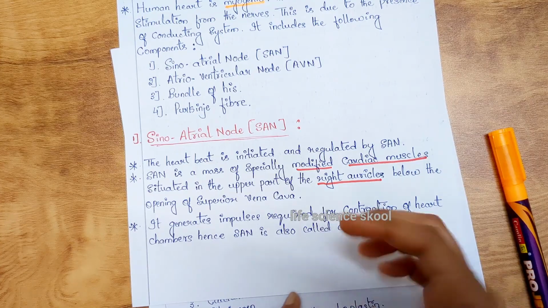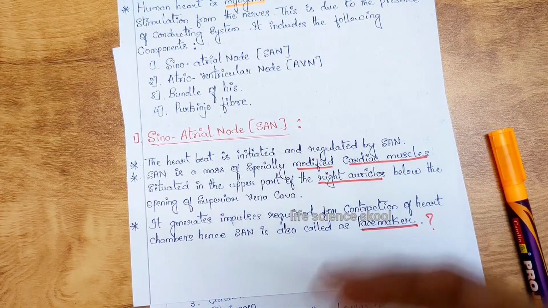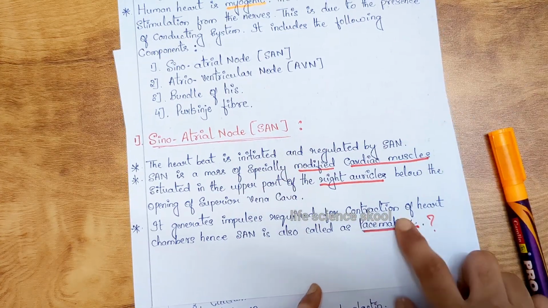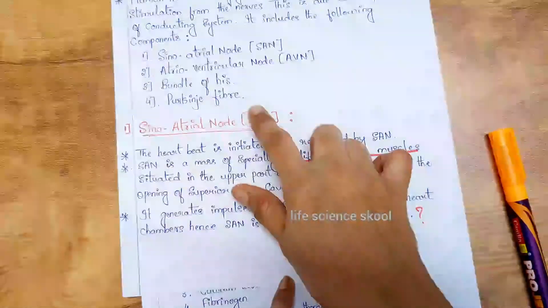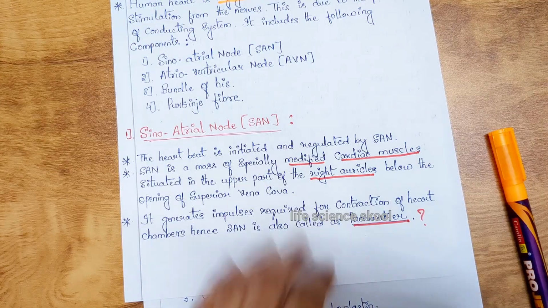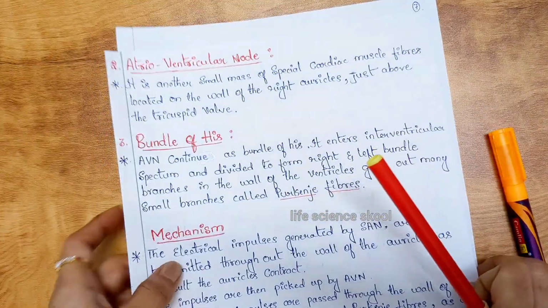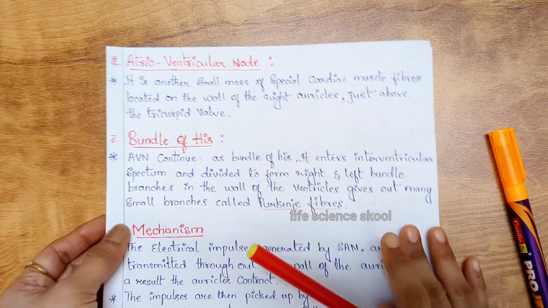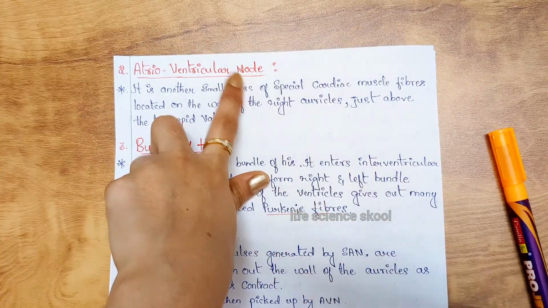The sinoatrial node, you can say, is a natural pacemaker, and this is the artificial pacemaker. Both are the same. If the natural one fails, the artificial one is going to be inserted. Now moving on to the next point, the atrioventricular node. Let us learn this.